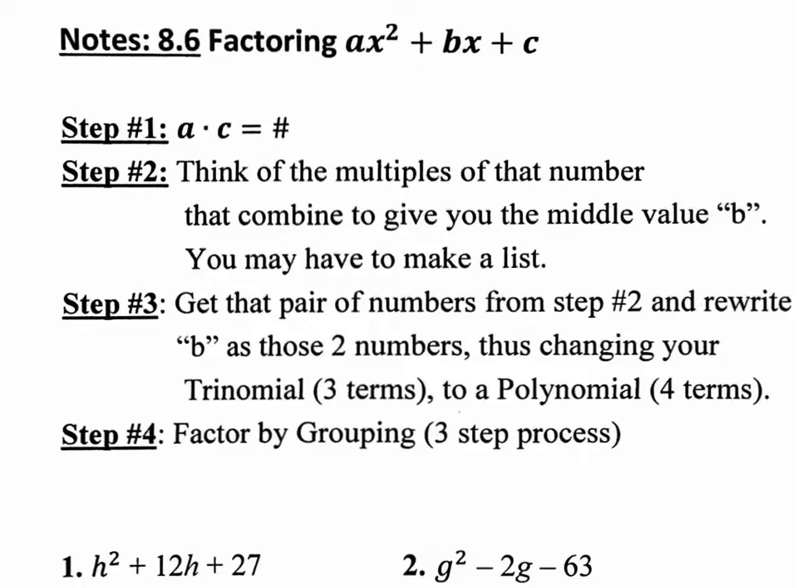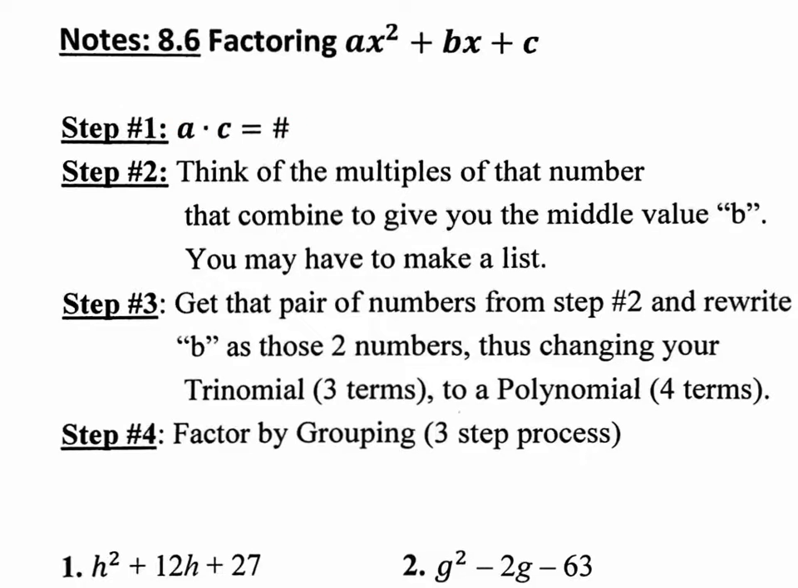So step 1 is to multiply a times c. So whatever number you have, the coefficient of x squared, your leading coefficient is a, and your constant is c. So you actually need to multiply this guy times this guy. And like I said, on today's beginning problems, the a will always be 1. So 1 times whatever this number is, you're really going to be just thinking of c, right? Because 1 times c is going to be c.